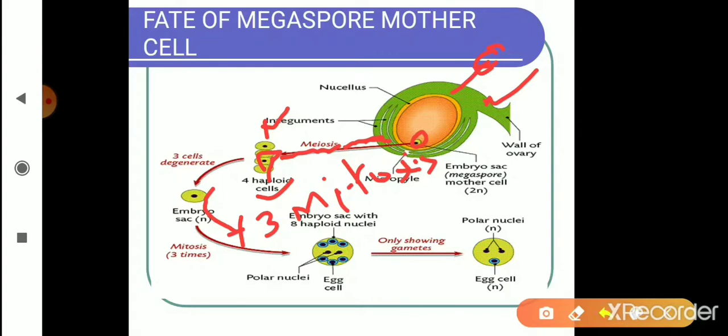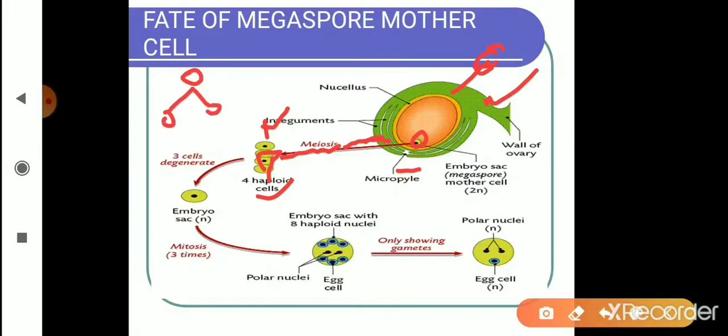3 mitosis means it forms 8 cells, because the first mitosis forms 2 cells, then the second mitosis forms 4 cells, and then the third mitosis forms 8 cells. You can see here: first mitosis 2 cells, then second mitosis 4 cells, and then third mitosis it forms 8 cells. So the 8-celled stage you can see here.